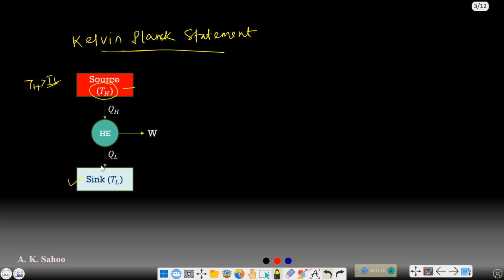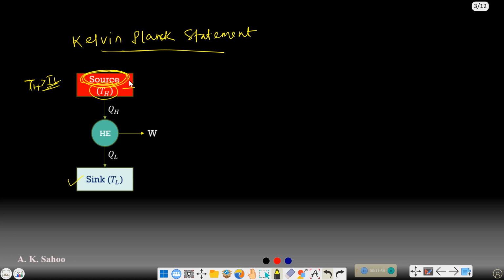Okay, so TL is less than the TH value. So TH is greater than TL. Okay, so what is a source? Again, if we try to revise, a source is a reservoir that can give any amount of heat.